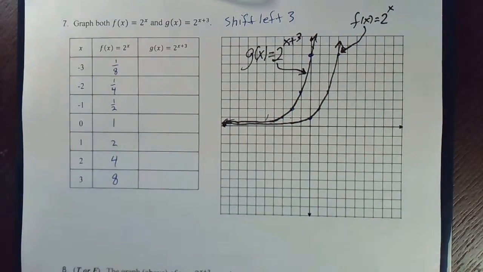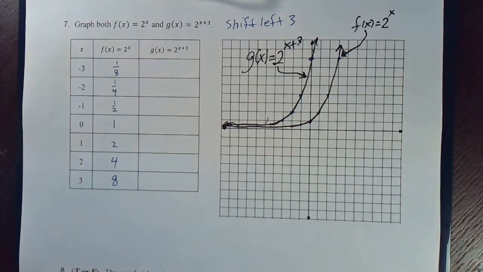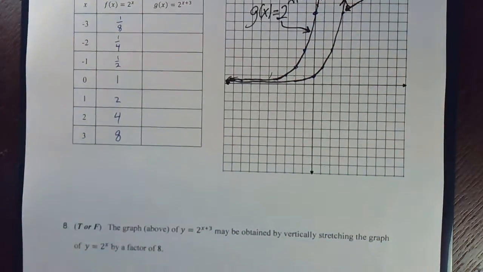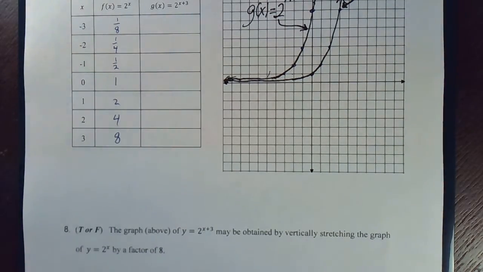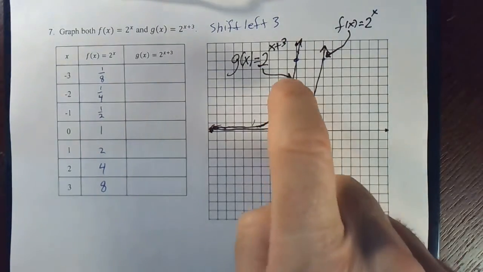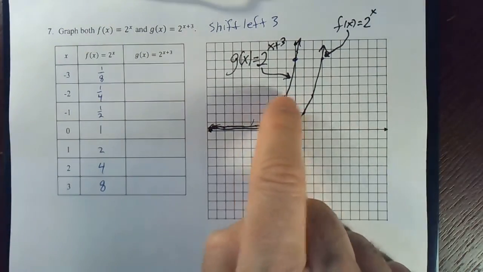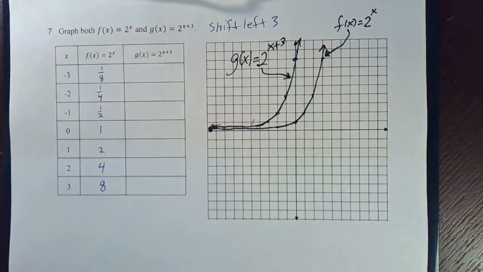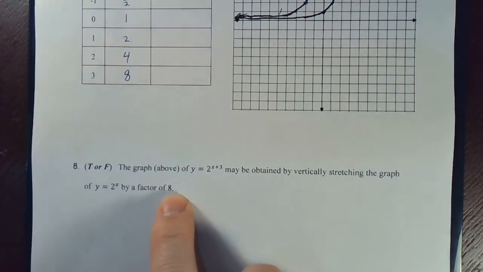All right, so here is my trick question for you. I shouldn't have said it's a trick question, but true or false? The graph above of y equals 2 to the x plus 3, that's this one right here, g of x equals 2 to the x plus 3. How did we get there? We took this one and shifted it left 3 units. But it could also, true or false, be obtained by vertically stretching the graph of y equals 2 to the x by a factor of 8.